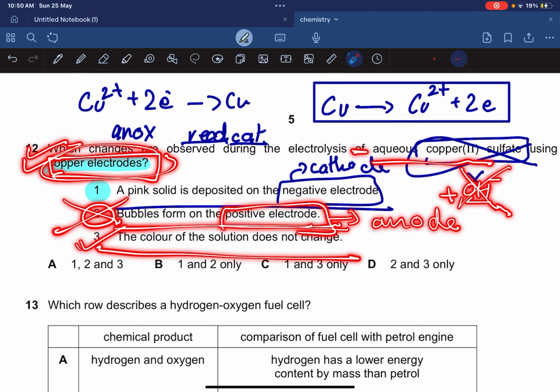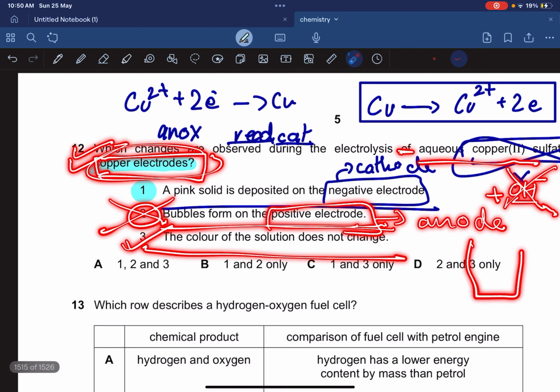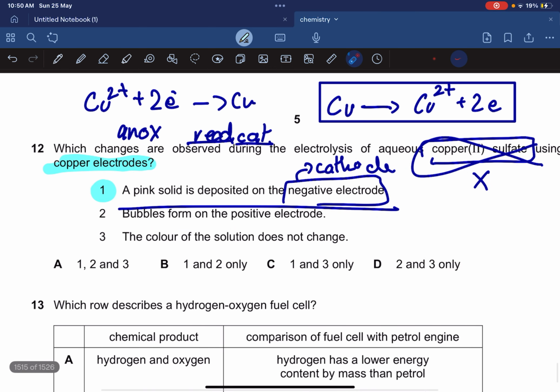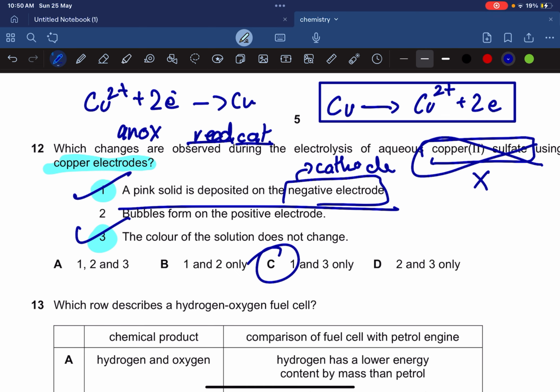Moving on to option 3, which says the color of the solution does not change. That's going to be extremely correct. Why? Because the blue color of the solution is because of the copper, and your copper is not getting out of the solution. The amount of copper that gets out gets in from the anode. It gets deposited on the cathode. The same amount of copper gets into the solution from your anode. So the color of the solution is going to remain constant. That makes options 1 and 3 correct, and it's going to be C.